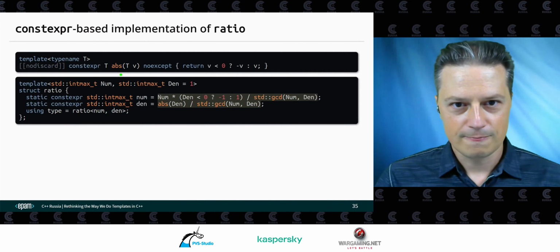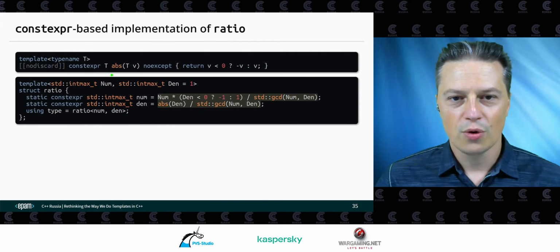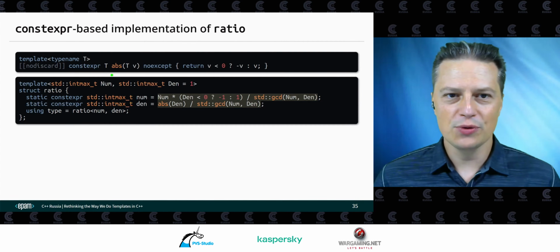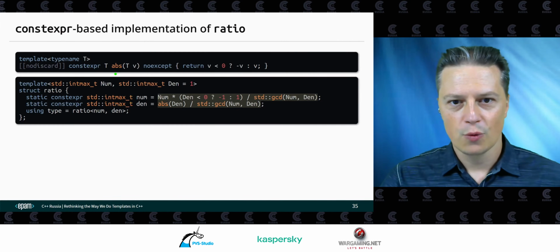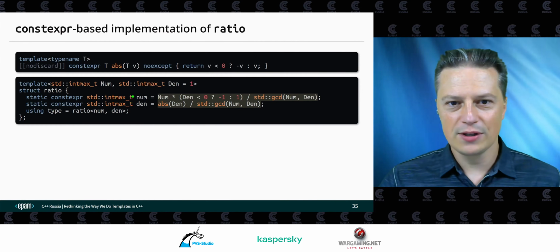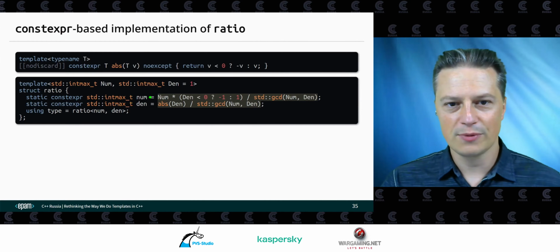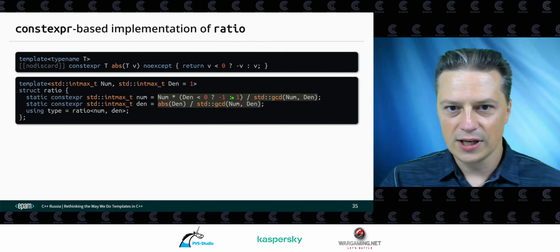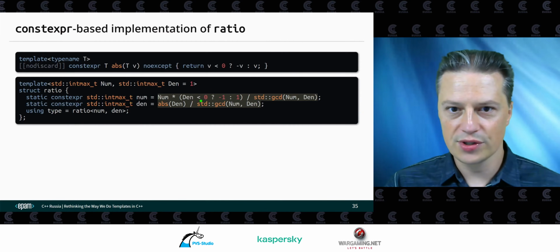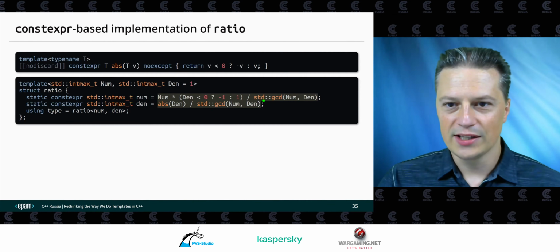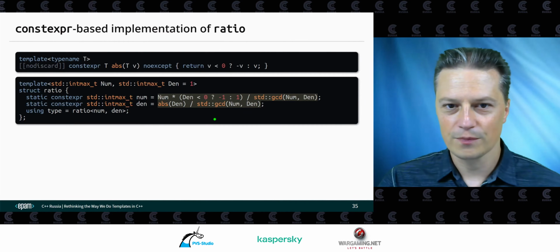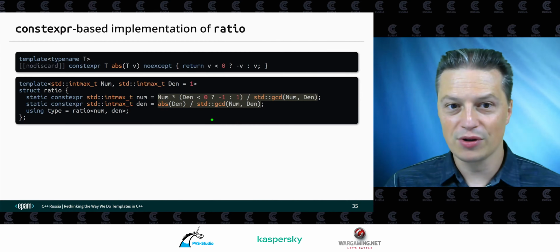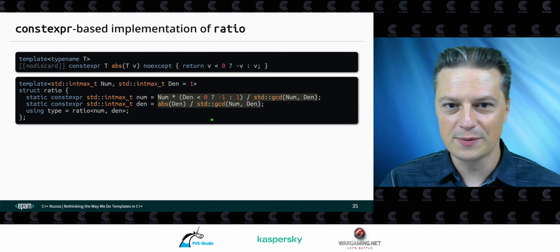So what can we do with this? Actually, you can use constexpr functions. When we use constexpr functions, the numerator and denominator here, numerator and denominator here, are basically using those constexpr functions. This is not how it's implemented in the standard library, because it wouldn't work with C++11.